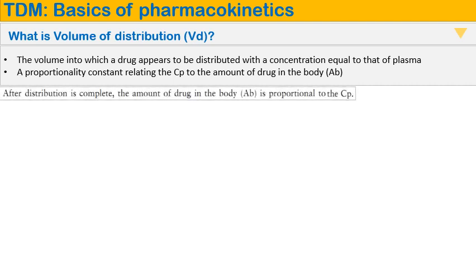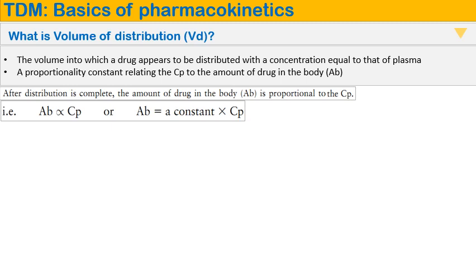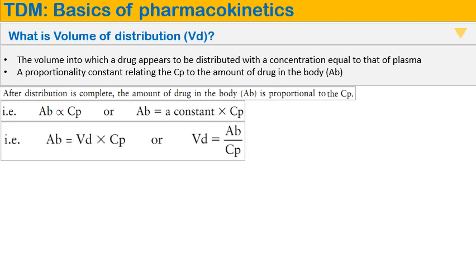بمعنى آخر after distribution is complete, amount of drug in the body is proportional to the concentration in the plasma. This relationship: amount is directly proportional to the concentration of drug in plasma. So to make a direct proportion, we should introduce a constant. So the amount equals a constant multiplied by the concentration. This constant is the volume of distribution.